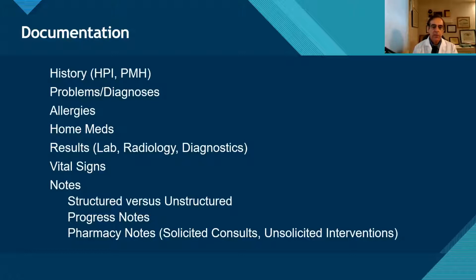So within our more clinical systems, our electronic health records, you'll see a lot of documentation, things that you'll find in a progress note or SOAP note: history, problems, diagnoses, allergies, home meds, results, vital signs, notes. Remember, pharmacists do write progress notes. We also are asked to do consults, aminoglycosides per pharmacy, and we have to document what we're doing and write orders. And also, we often do unsolicited interventions when we find an issue with a particular order. We want to document what we did with that.